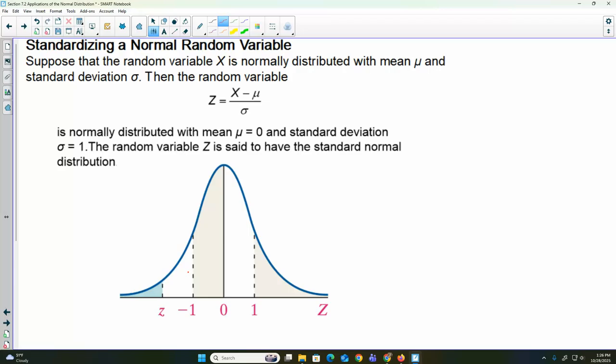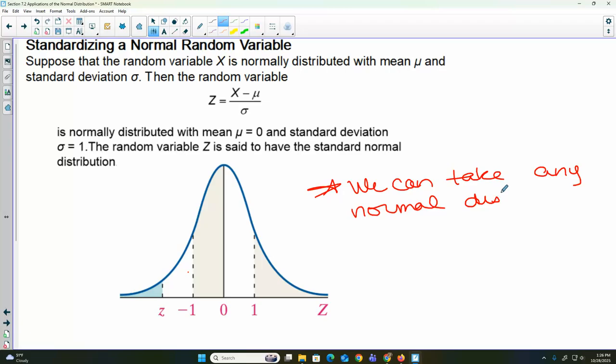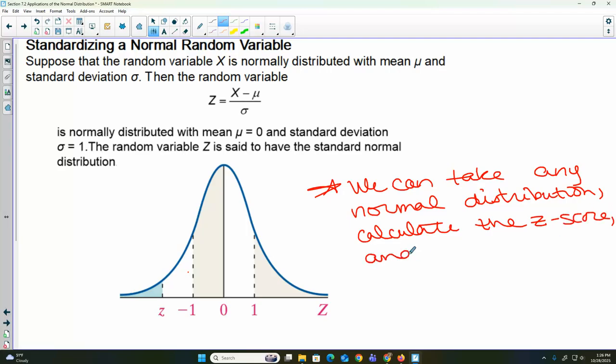So, I'm just going to make a note here. We can take any normal distribution, calculate the Z-score, and use a probability table to get these probabilities.